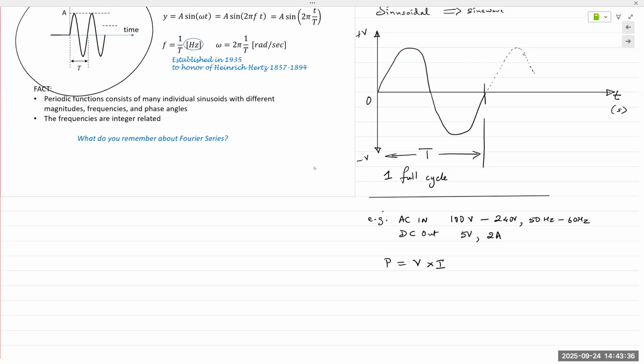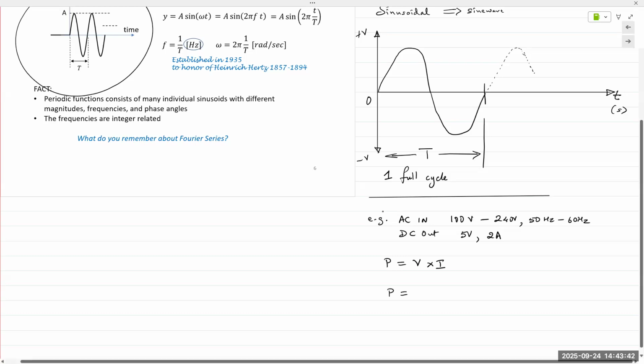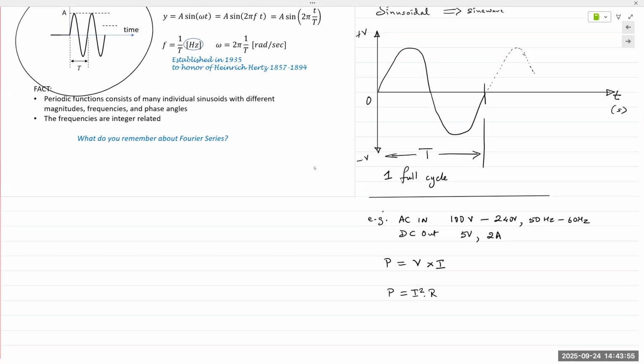So taking it one step further, power is V times I. In terms of resistance, and this is something we'll study later on, it is I squared times R, resistance, okay? So when you're transmitting electrical power over long distances, it's going to lose some energy. Power is dissipated as heat, okay?